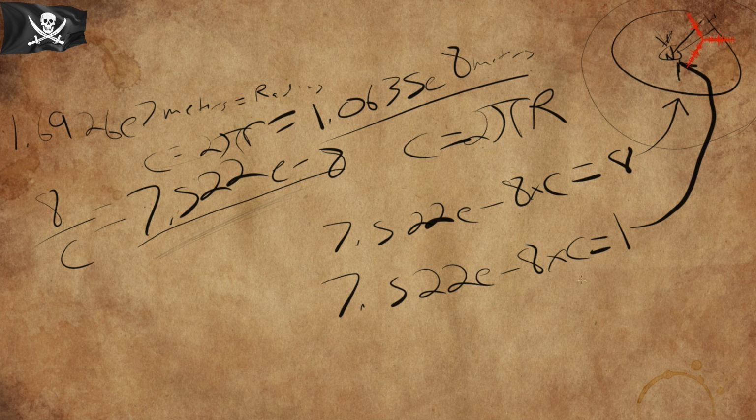So with this, if we do the circumference equals 1 divided by 7.522E-8, that will get us the circumference of the Nether, which we can use to find the radius of the Nether. Okay, woohoo! We got there. We'll do 1 divided by 7.522E-8.